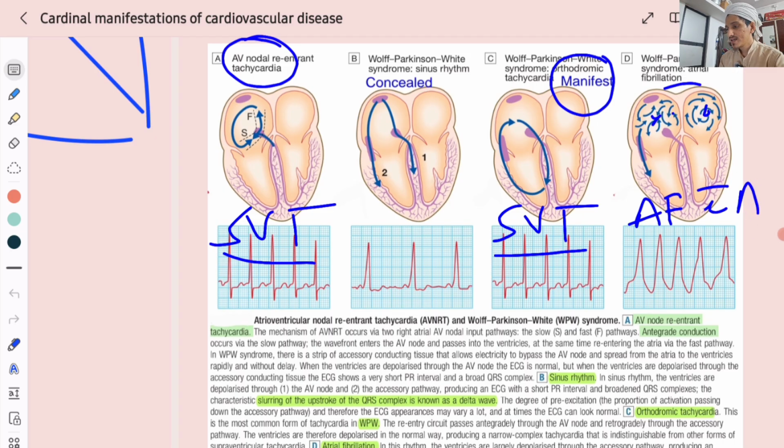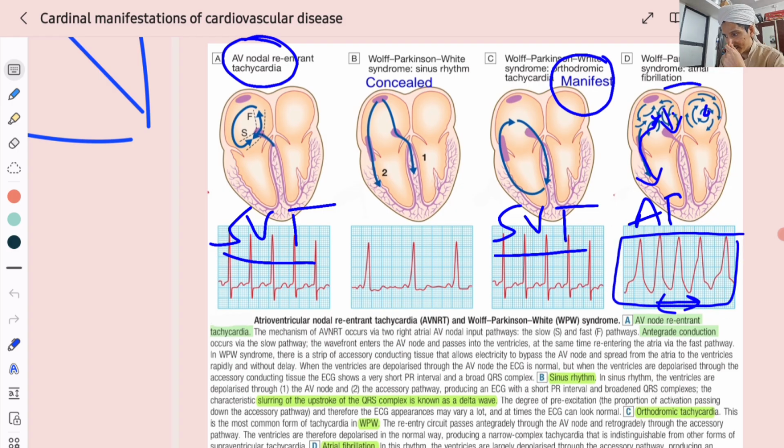So what is happening? Instead of conducting through the AV node, the impulses from the different circuits in atrial fibrillation are conducted fast through the accessory pathway. Because the ventricles are activated abnormally, they will have broad complexes and a very much increased heart rate. Okay, the complexes will be like this. You are not seeing any P wave here.